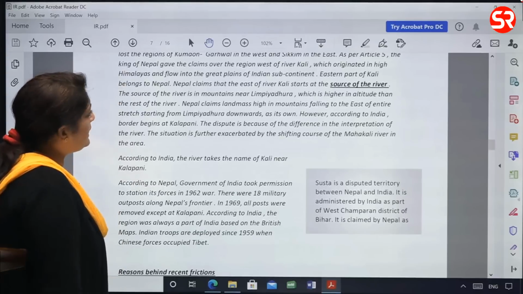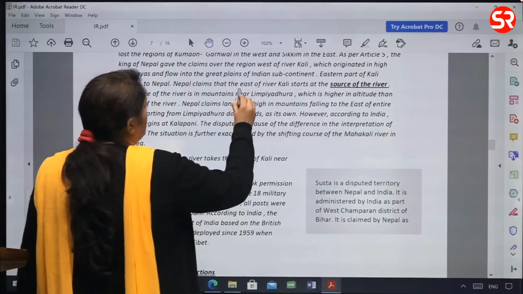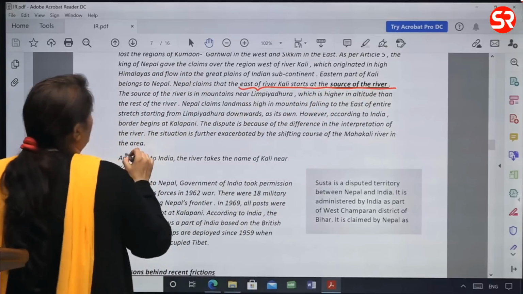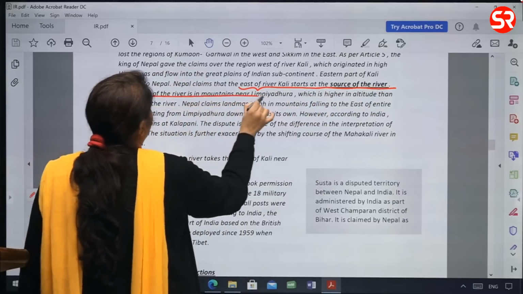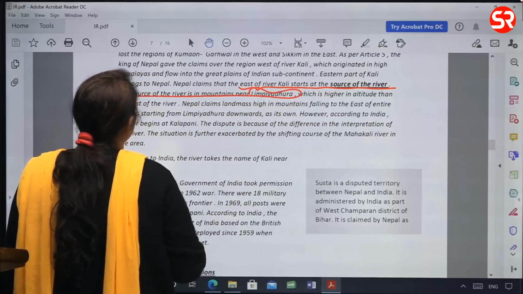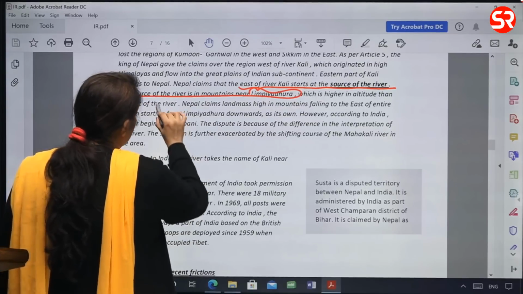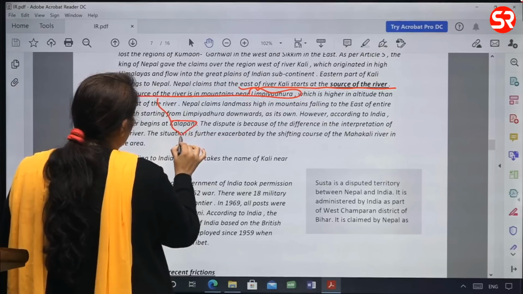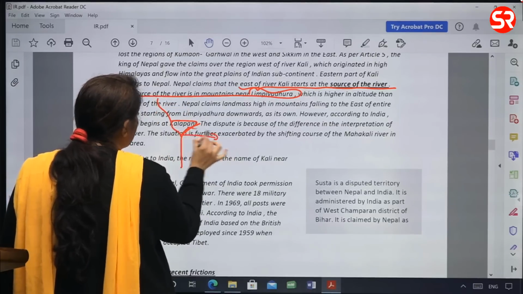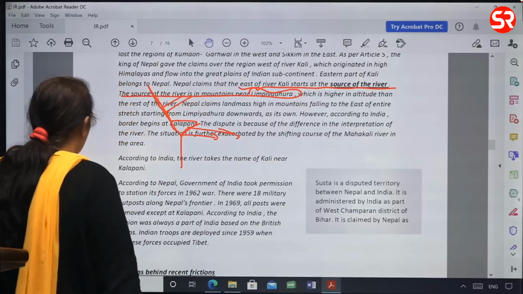Now the major theme is that Nepal claims that the east of river Kali starts at the source of the river. The source of the river is near Limpiyadhura, which is higher in altitude than the rest of the river. India says this will be the source, but Nepal says the source should be from Limpiyadhura.